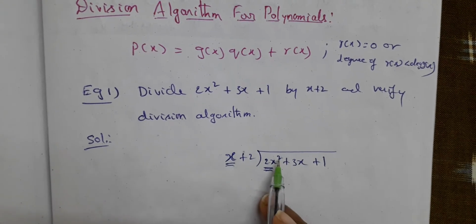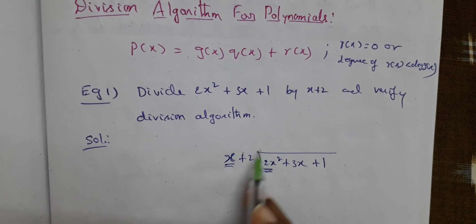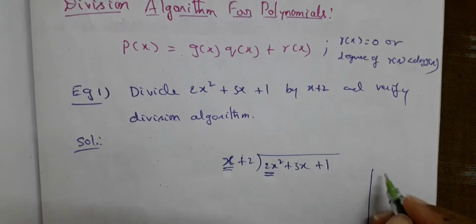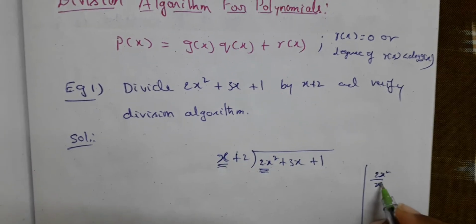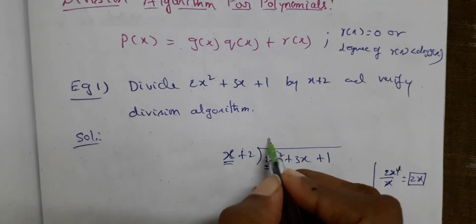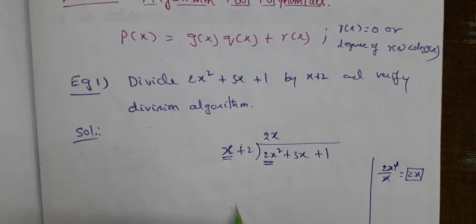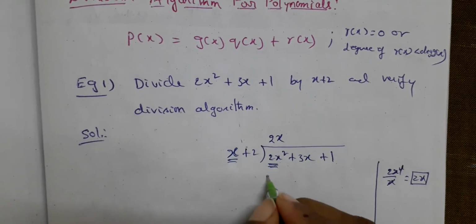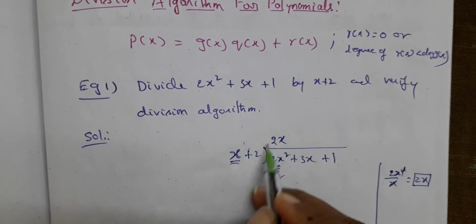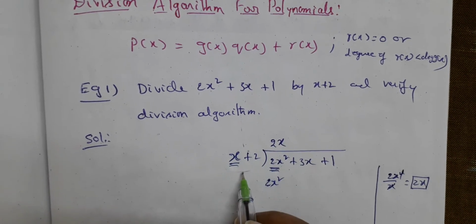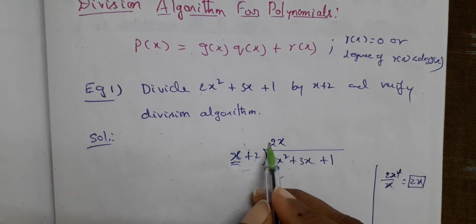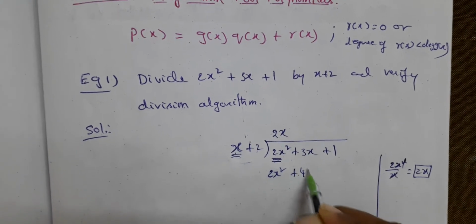Those who can directly understand, please see that if I multiply 2x with this x, 2x into x is 2x square. Those who cannot do it like this, just see 2x square by x, cancel this one, so 2x. So you have to multiply the divisor with 2x. 2x into x is 2x square. Whatever quotient you are taking should multiply the whole divisor. So first we multiplied with x, next with 2: 2 into 2x is 4x, plus 4x.